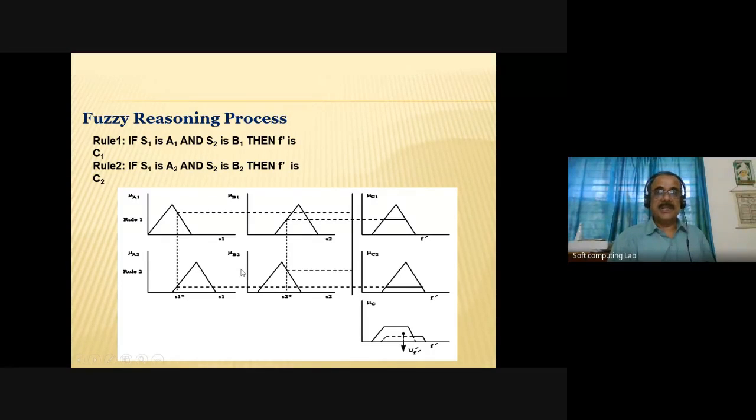Similarly, you concentrate on fired rule 2. Fired rule 2 is: if S1 is A2 and S2 is B2, then A prime is C2. Okay, so this is the fired rule. Corresponding to S1 star, you get some mu value. Corresponding to S2 star, you get some mu value. You compare them, find the minimum, and so I will be getting the output corresponding to this particular fired rule.